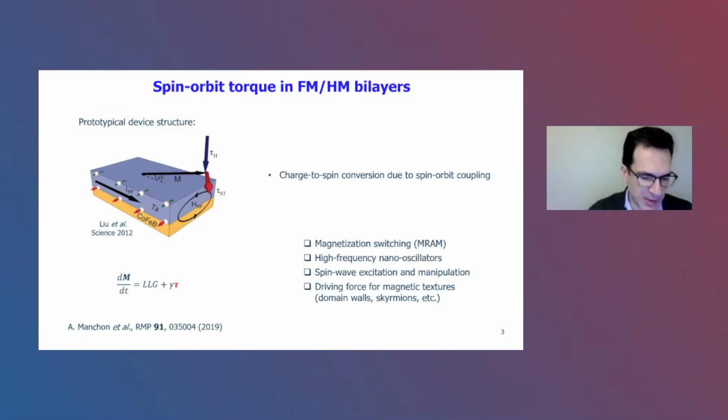So this is a typical device structure for a spin-orbit torque bilayer. We have a layer of heavy metal that has strong spin-orbit coupling and a ferromagnet, and thanks to charge-to-spin conversion, the current that flows in the plane gives rise to a torque acting on the magnetization, which can be used to switch the magnetization or drive high-frequency precession or move skyrmions or other spin textures and do lots of interesting things with magnetic dynamics.